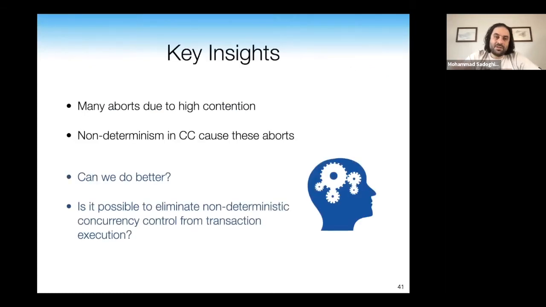Okay, so again, one insight that we have is that we have many aborts due to this high contention. The root cause is the non-determinism that we have in the concurrency control. Of course, the question is, can we do better? And primarily, can we try to eliminate this non-determinism from the way the concurrency protocol operates?